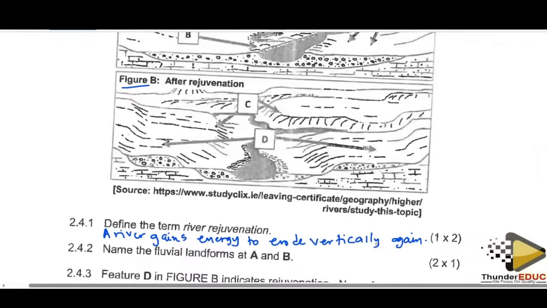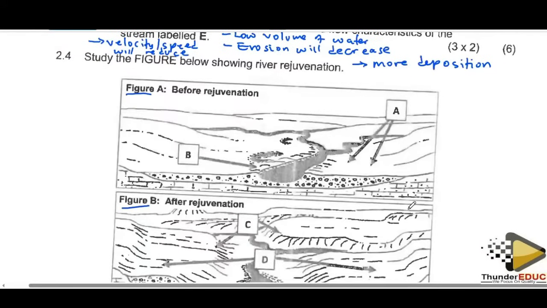All right, so they say, name the fluvial landforms A and B. Don't forget, whenever you see the word fluvial landform, like we spoke earlier, these are features or landforms that are developed by the river because of its activities or processes such as erosion, deposition, and transportation. Therefore, because of the various activities, different features are going to develop. So they are asking, what is fluvial landform A and B?